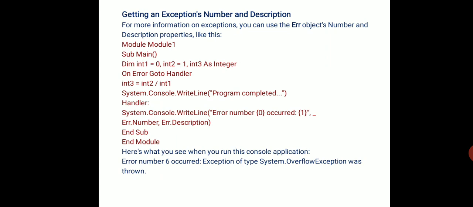Okay, so here error.number, in System.Console.WriteLine you have written Err.Number. It will get you the number of that exception and the error description. So the error number is 6, and the description is "Exception of type System.OverflowException was thrown." Okay, so this is the error description. So the error number is 6, and it will give you the error description and error number.